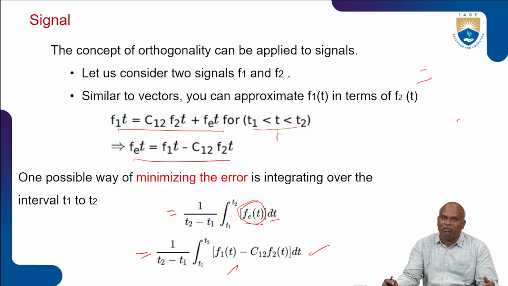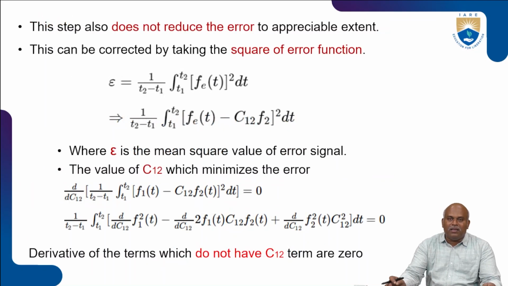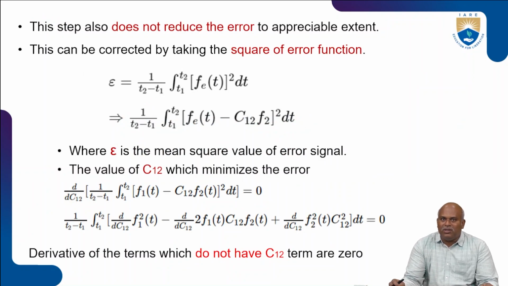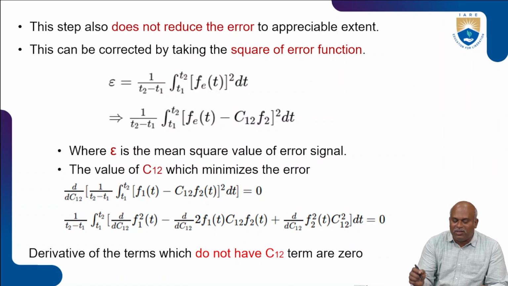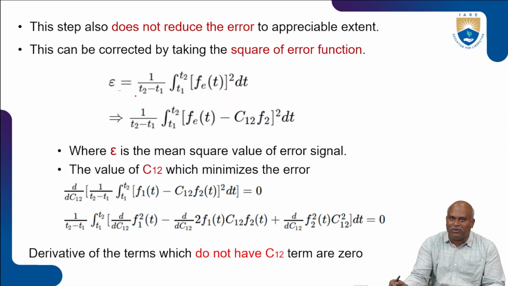If we make an orthogonality condition in the signal, this step alone does not reduce the error to the applicable extent. This can be corrected by taking the square of the error function. We need to take the magnitude value in the square. So I represent the minimization of the error value, epsilon, as 1 by T2 minus T1, the integration from T1 to T2 of Fe of t whole square dt.